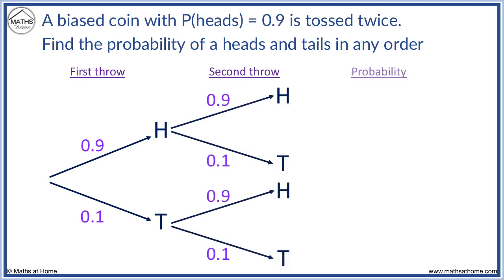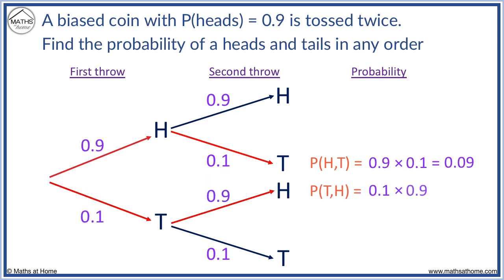To get heads and tails in any order, we can get heads first, then tails. We multiply the probabilities on the branches. We have 0.9 times 0.1. This equals 0.09. We can also get tails first, then heads. We have 0.1 times 0.9, which also equals 0.09.